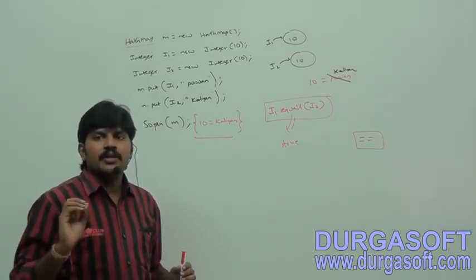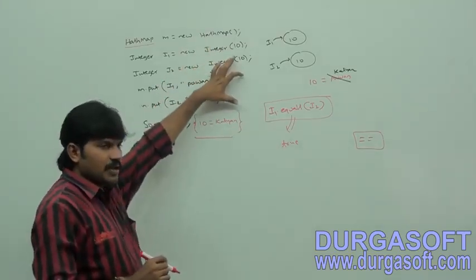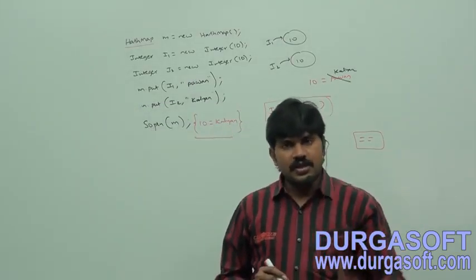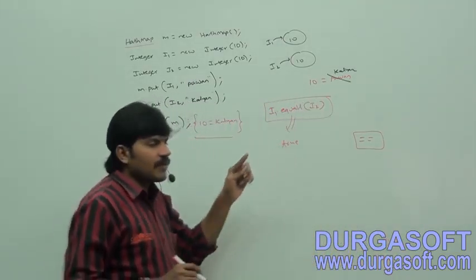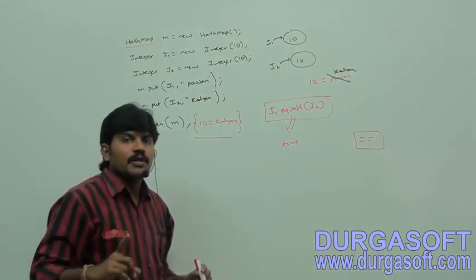Are you getting it? What is the main difference between normal hash map and identity hash map? In normal hash map, JVM will use the dot equals method to identify duplicate keys. But in the case of identity hash map, JVM will use the double equal operator to identify duplicate keys.